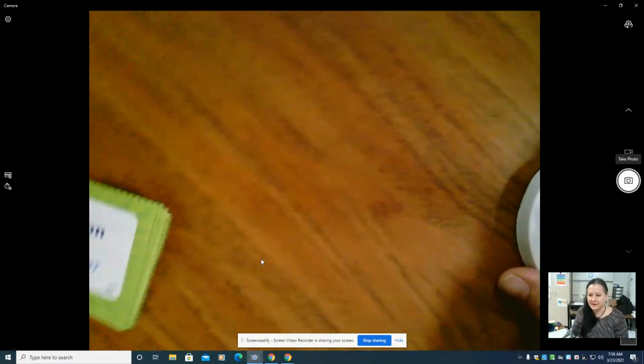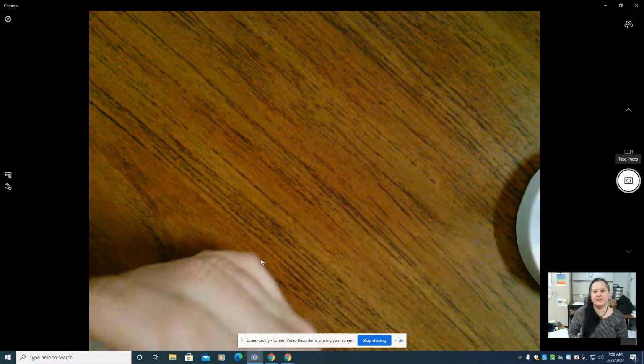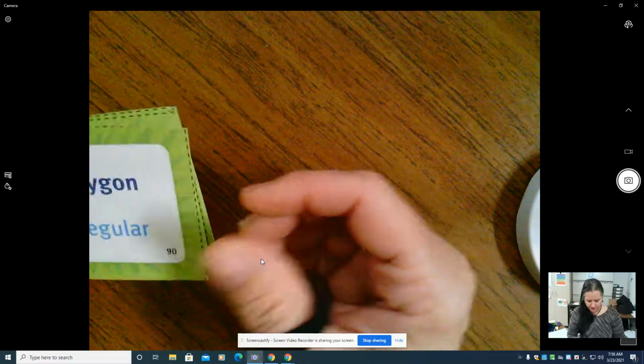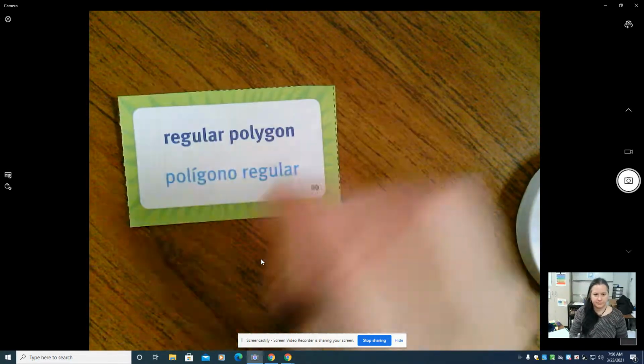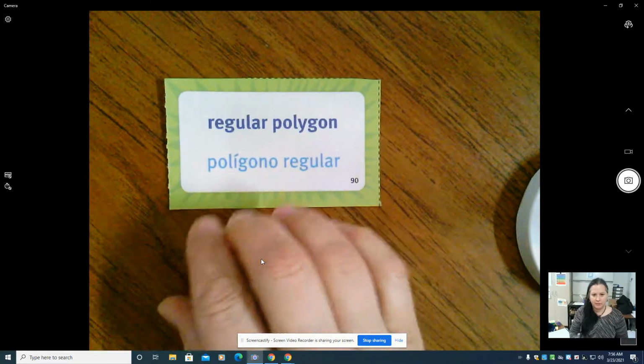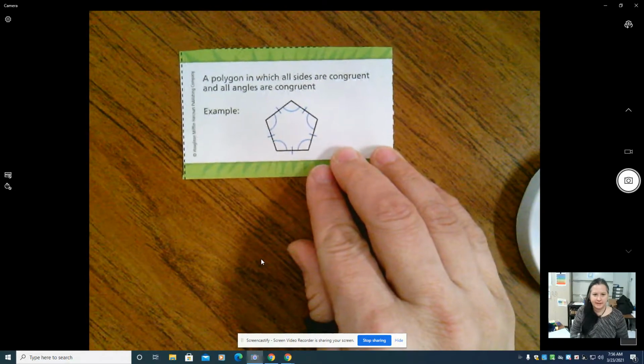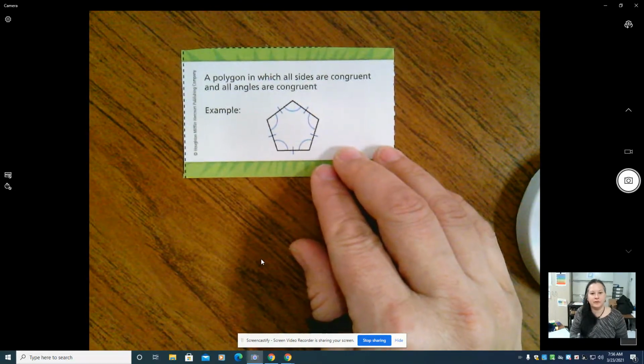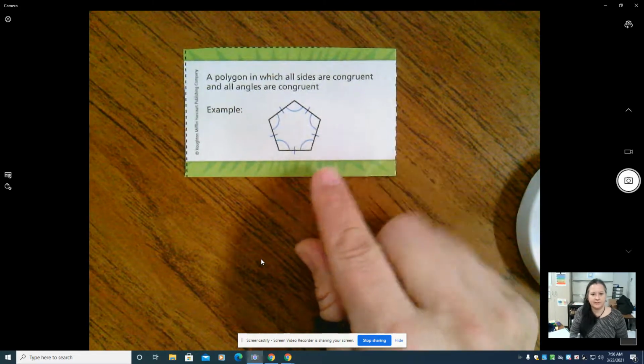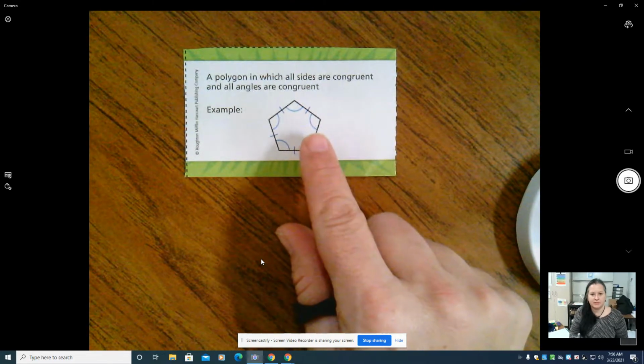Good morning. So this is the vocabulary preview for Chapter 10. We're going to learn about regular polygons. A regular polygon is a polygon in which all sides are congruent and all angles are congruent. And these are the symbols for congruence.